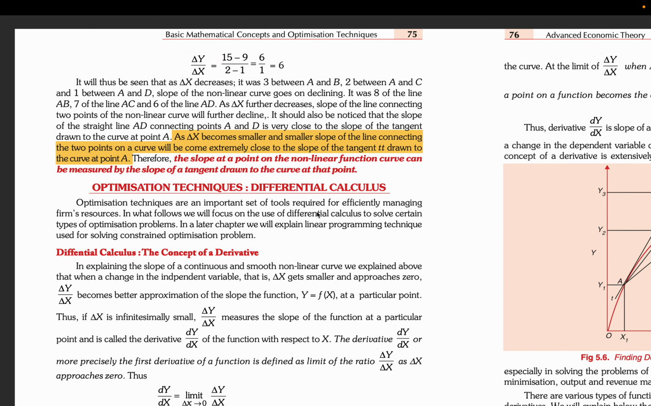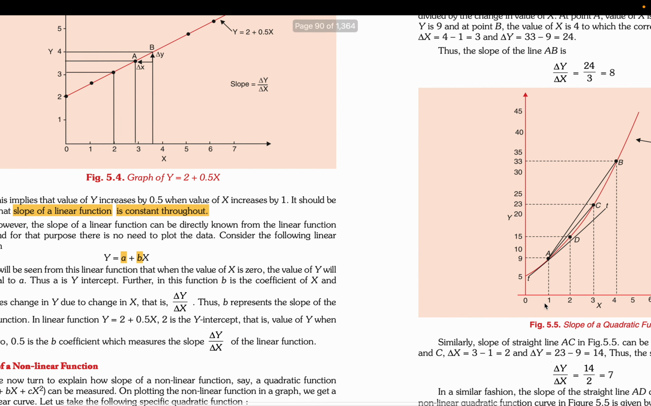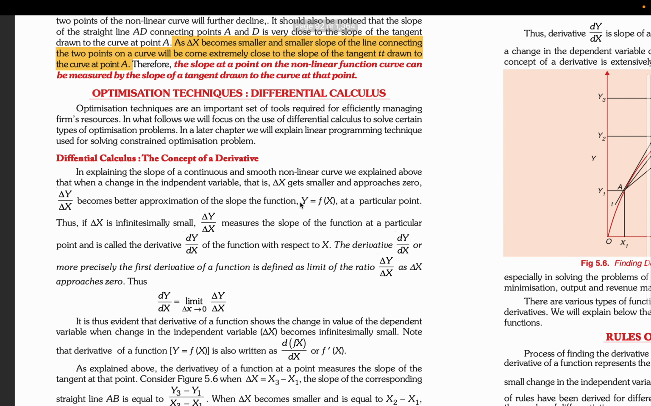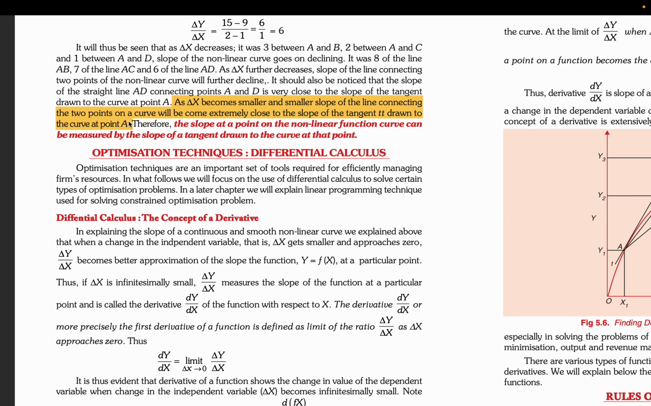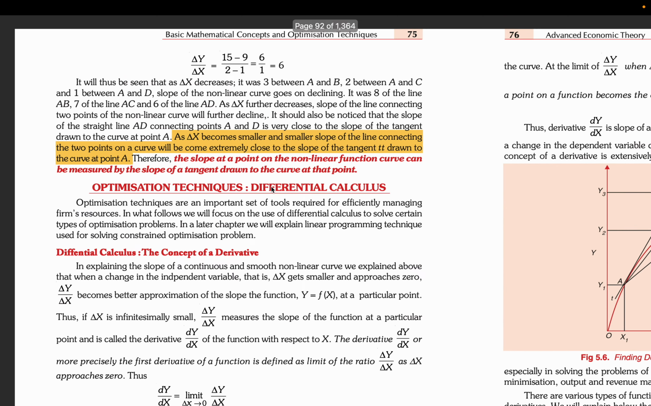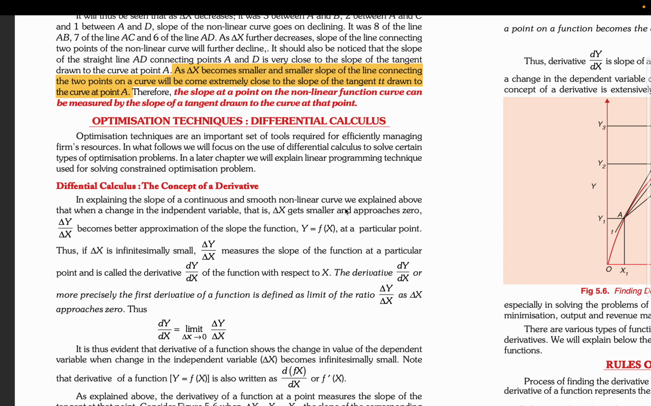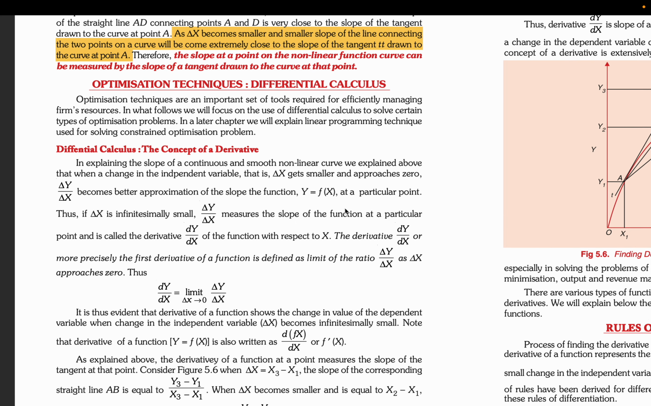So as delta x becomes smaller and smaller, or the change in x becomes smaller and smaller, or the points come closer and closer to A in this particular case, the slope of the line connecting the 2 points on a curve will become extremely close to the slope of the tangent T drawn to the curve at a point. So the slope at a point on a non-linear function curve can be measured by the slope of the tangent drawn to the curve at that point. And the tangent is a line.